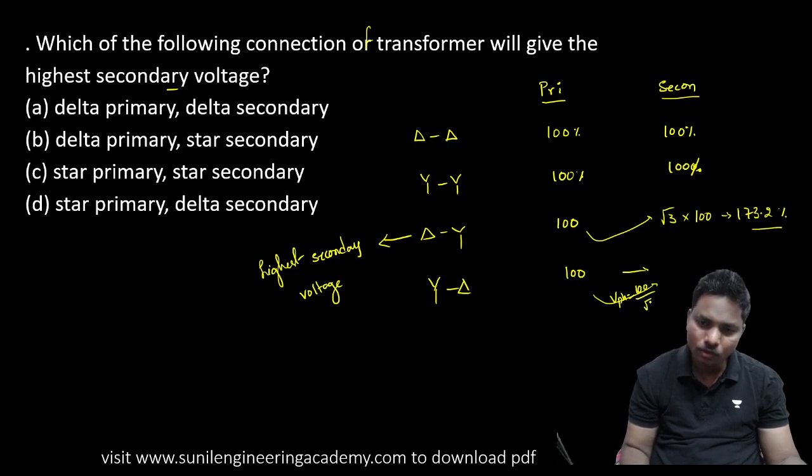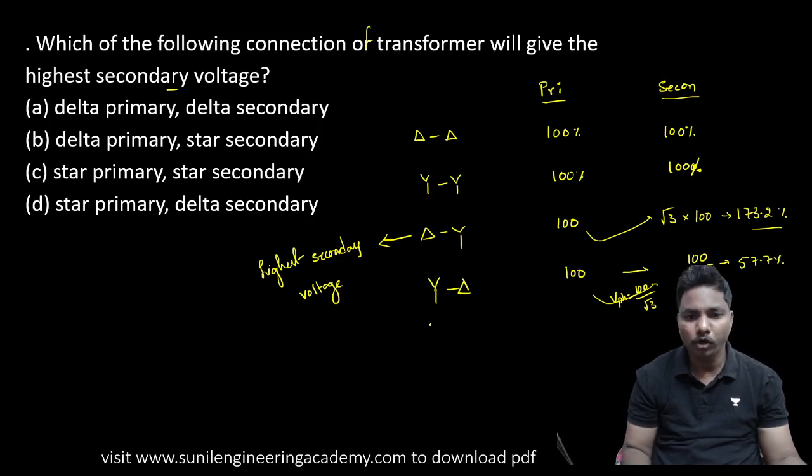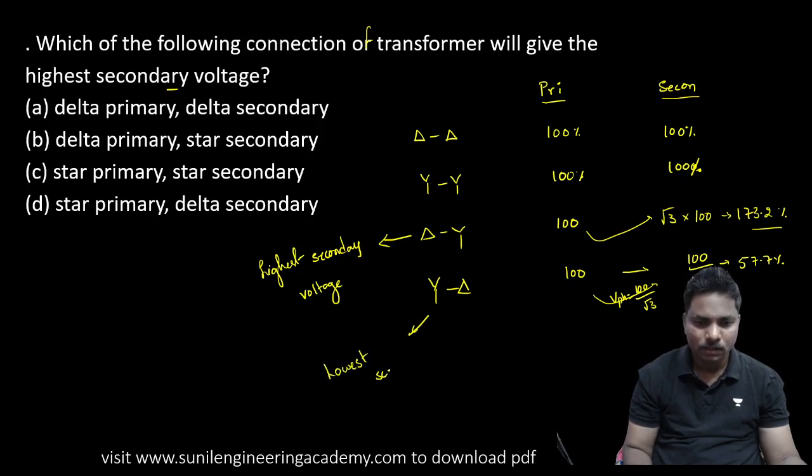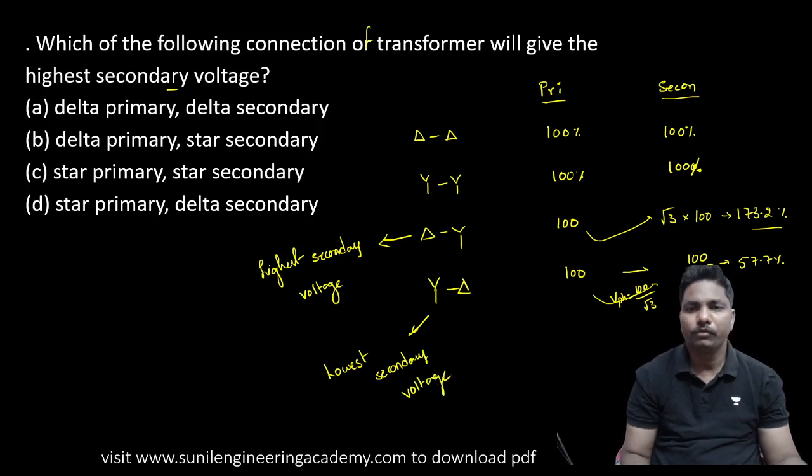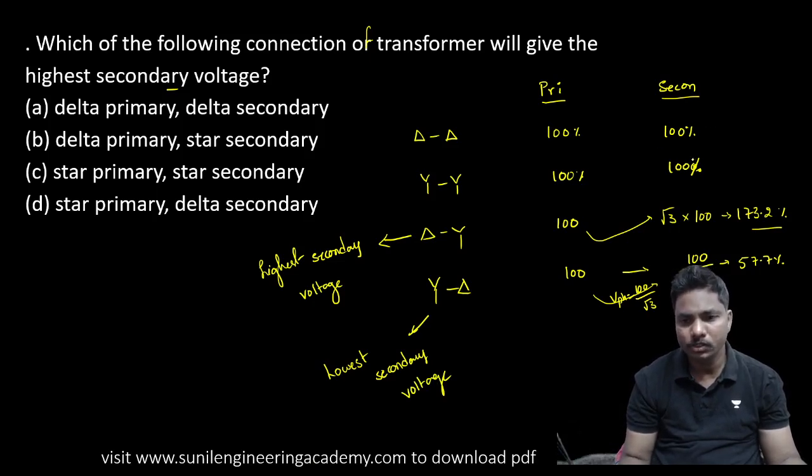100 by root 3, so you will get 57.7%. So that means lowest secondary voltage. If you are giving line value 100, here also 100, here 100, here also 100. Whenever coming to conversion delta to star, in star the line value is the highest, root 3 into 100.